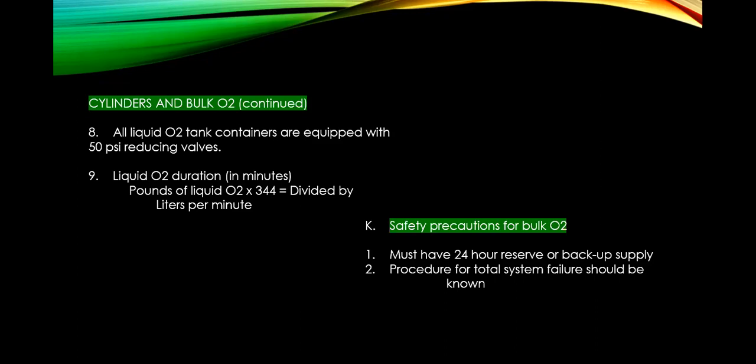Don't forget the standard working pressure of oxygen, 50 psi. We put the regulator on, and we want the oxygen regulator pressure to go down to a standard working pressure of 50 psi. Now, what's the difference between knowing how much is left in a gaseous tank or in a liquid tank, when we do the duration of flow? For gas, we say tank factor times the pressure, divided by the liter flow. To find out how long liquid lasts, we simply do pounds of liquid times 344 divided by liters per minute. Just weigh it. So instead of looking at the pressure, we look at the weight.